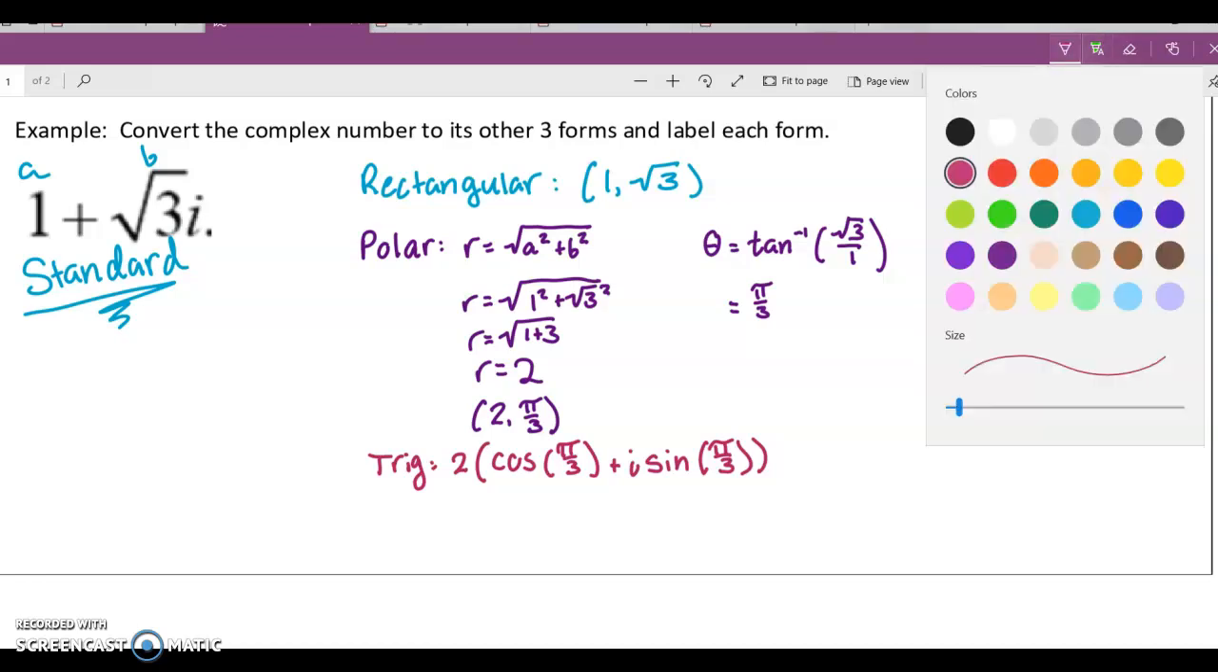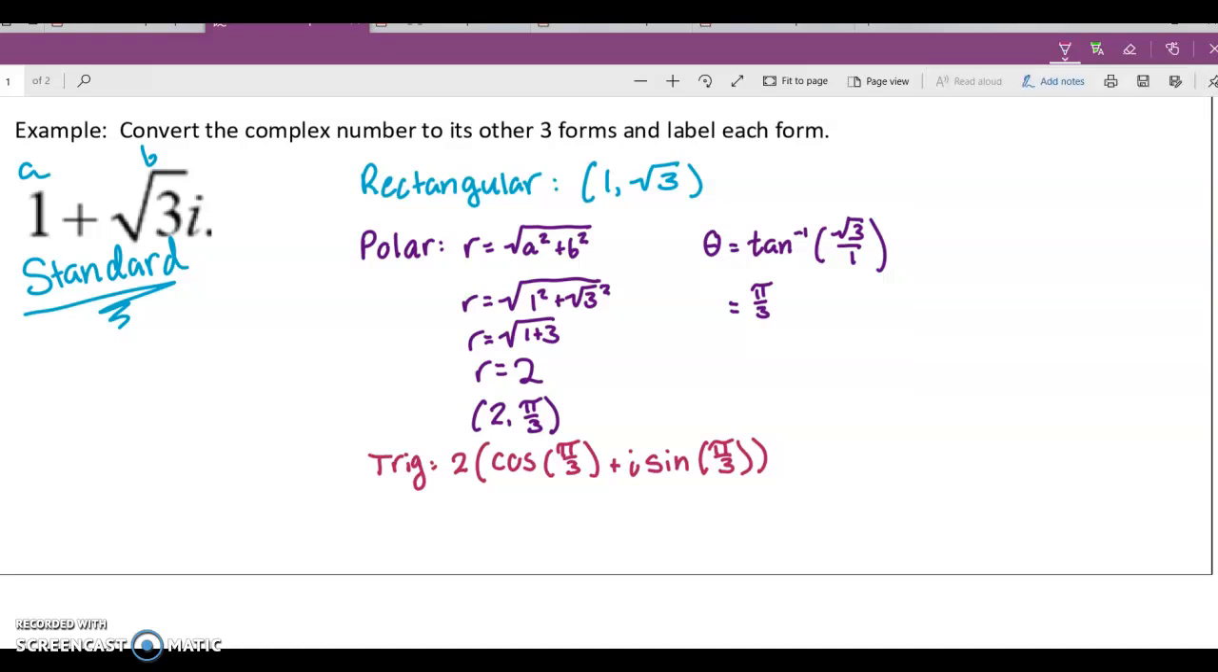Okay. So if you wanted to check your work, which I highly recommend always doing, you can evaluate this. So to go from trig to standard form, you just evaluate. So you distribute that 2 in. So now you have 2 times cosine of pi over 3 plus 2i sine of pi over 3.